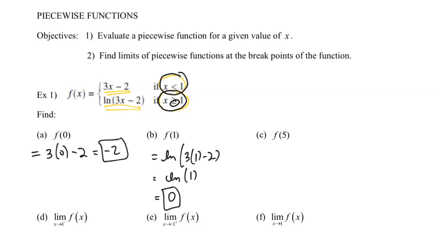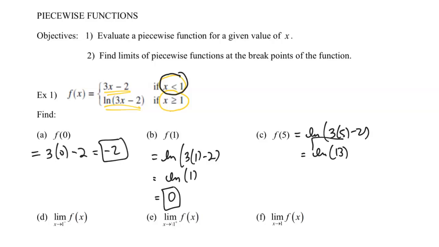Okay, for f of 5, I know that 5 is greater than 1. So let me erase this, so you can see it. 5 is greater than or equal to 1, and so therefore I'm going to be plugging into the second piece, which is going to tell me that this is natural log of 3 times 5 minus 2, which is going to equal the natural log of 13.